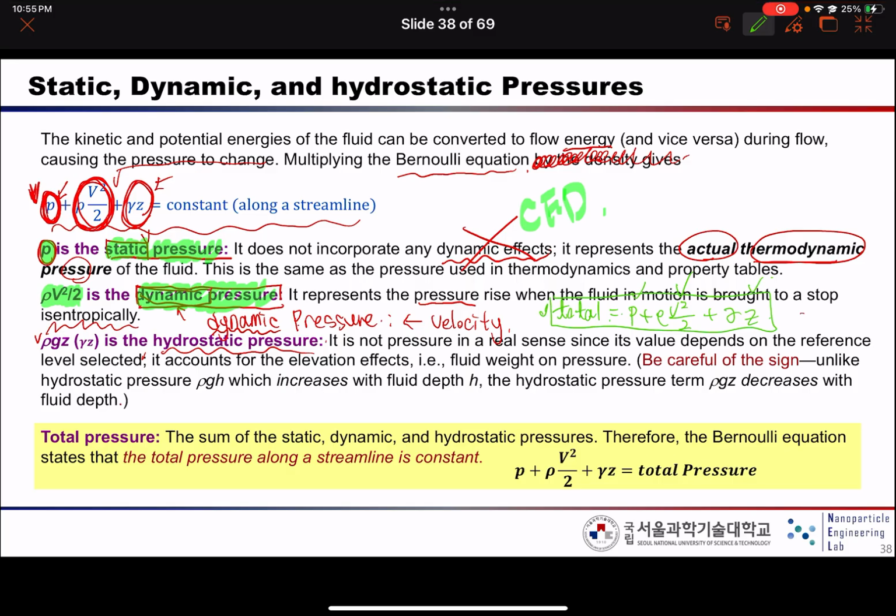But if you want to get the actual pressure, like the static pressure, which is related to the actual thermodynamic pressure, in that case you should not use the total pressure result. So basically the total pressure, the static pressure, and the dynamic pressure are 3 different terminologies, totally different.